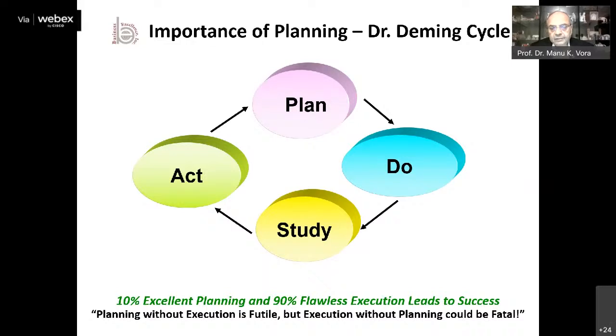the plan, studying the results once we do some activity. What are the results? Are they good? If they are not good, make changes in the act and continue the cycle of plan, do, study, and act. And keep in mind that planning without execution is futile, but execution without planning could be fatal.